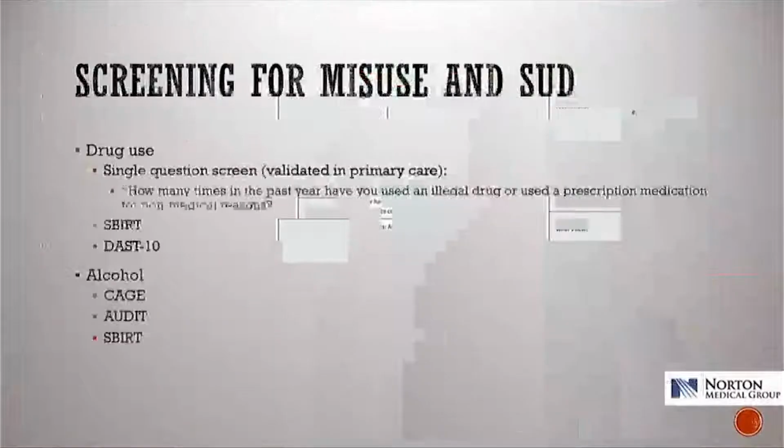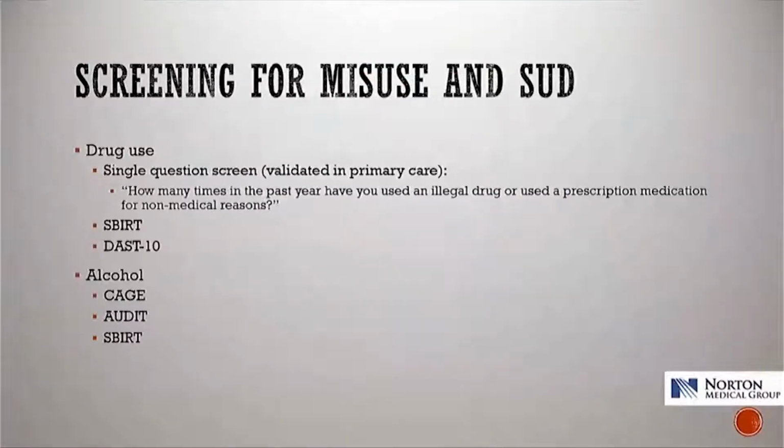So here are some screening metrics and screening questionnaires to use. This one is very simple. It's the single question screen, and this is for drug use. How many times in the past year have you used an illegal drug or used a prescription medication for non-medical reasons? SBIRT, I'm sure you're all familiar with, is another tool.